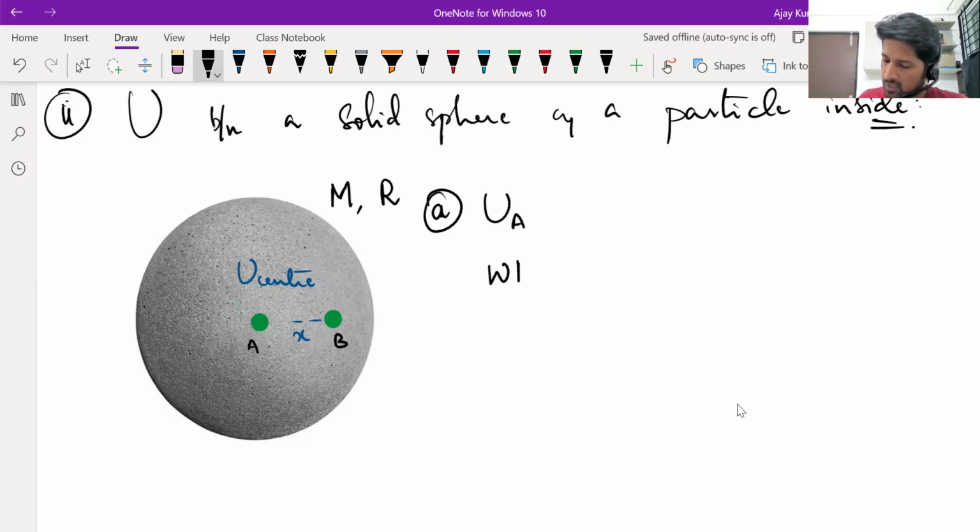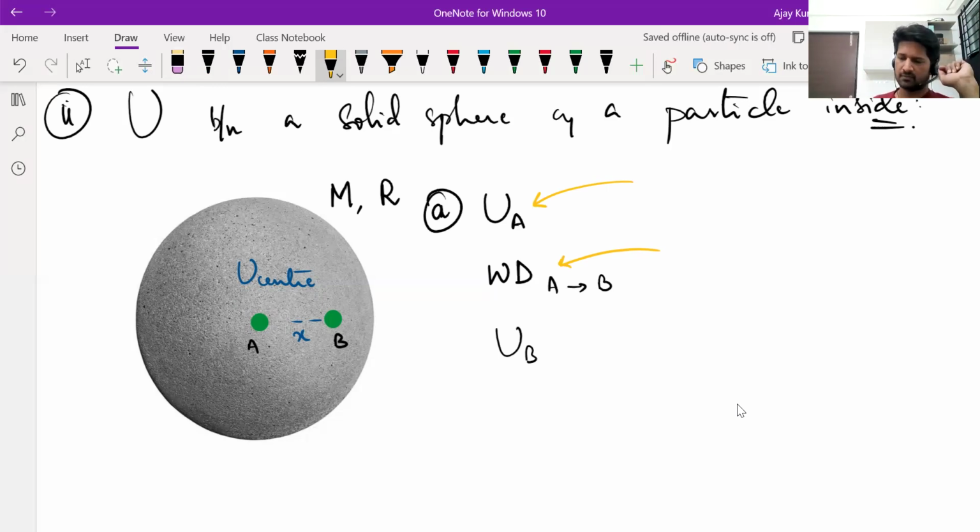Then you find out work done when it is taken from A to B. And then you get potential energy at B. But there are like two problems in this. Finding out potential energy at A requires integration. Work done as it is taken from A to B also requires integration. Why? Because the field is a variable field, non-uniform field. Force will be non-uniform. Work done will require integration. Can be done this way, but it is lengthy.